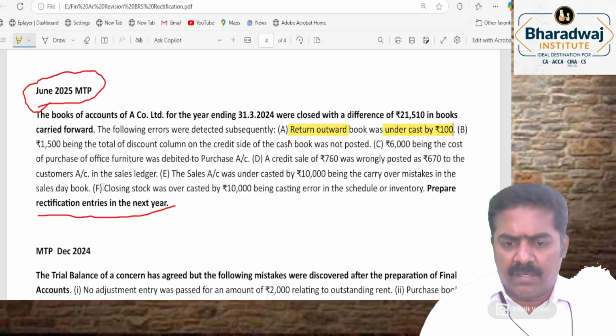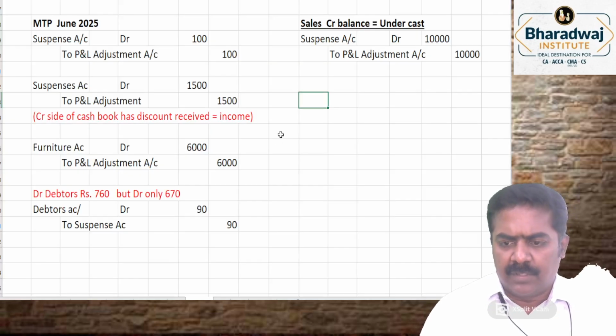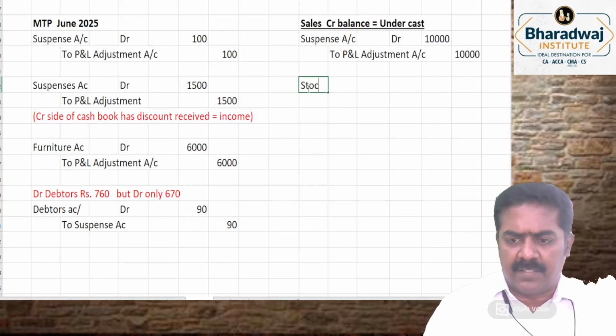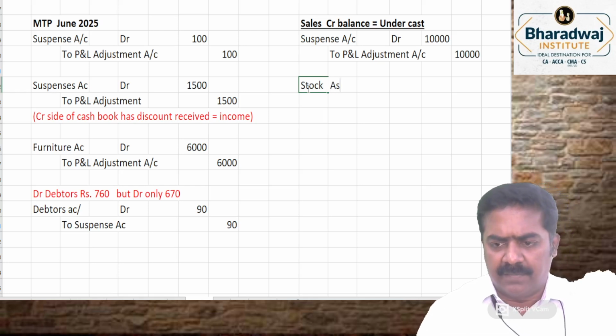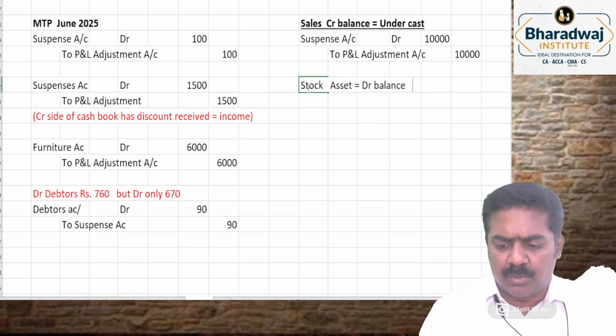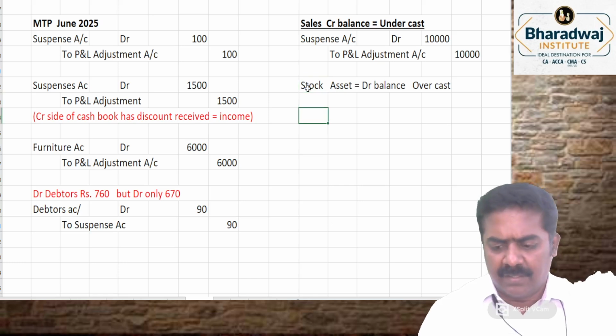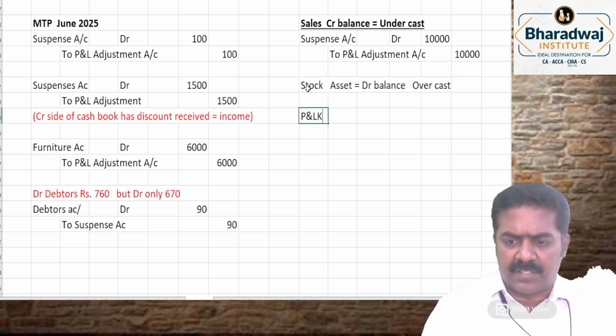Closing stock over cost. Closing stock will have which balance? Asset இல்லையா? என்ன balance இருக்கும்? Debit balance. This over cost ன்னு சொல்றோம். Excess debit போட்டிருக்கும். அப்ப என்ன பண்ணணும்? Credit பண்ணணும். Profit will get adjusted.